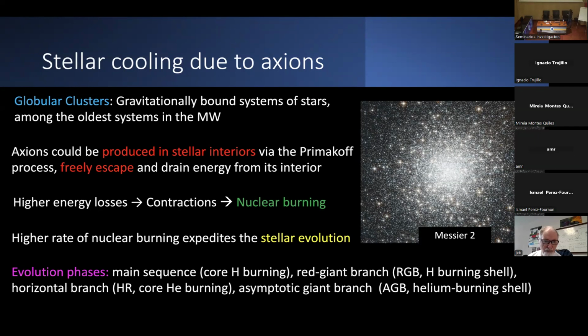And what happens is that it drains energy. That means higher energy losses, which means more contraction, which means more nuclear burning. And if I have a higher rate of nuclear burning, this expedites the stellar evolution. So that might affect these evolution phases: the main sequence, the giant branch, horizontal branch, and asymptotic giant branch. These can be affected by the presence of axions.